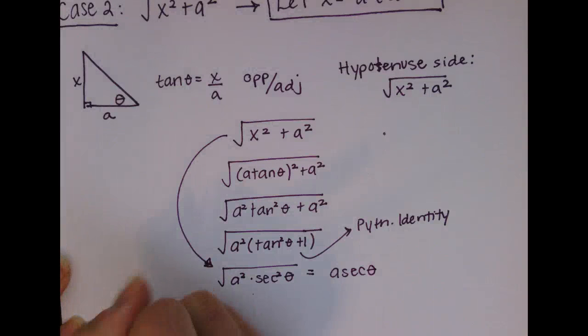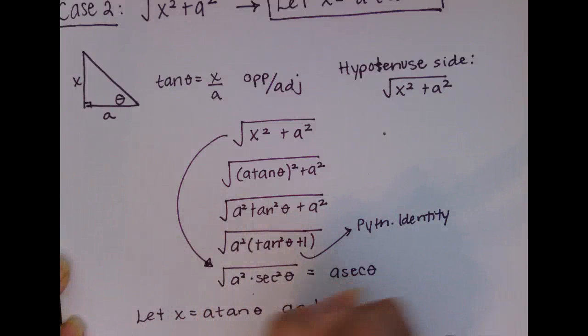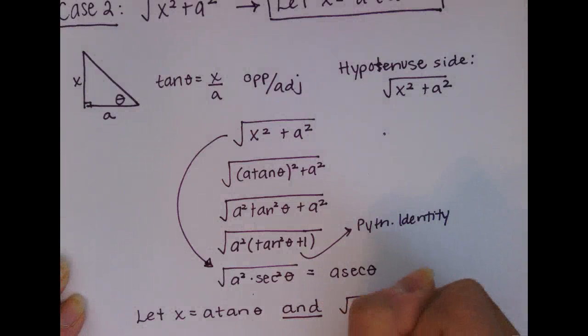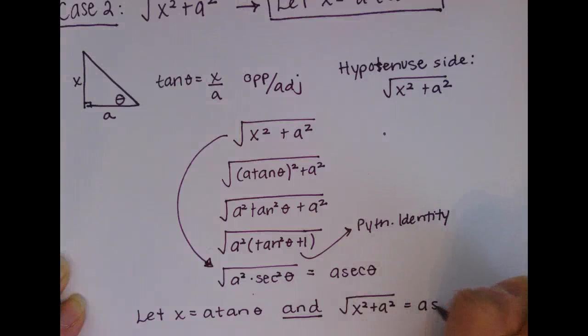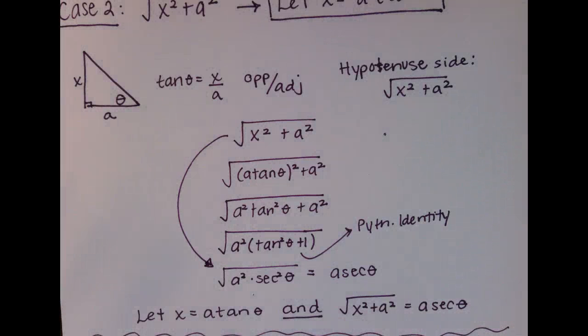So to summarize case 2, what we're doing here is we're letting x equal a times the tangent of theta, and as a result, we're able to say that the square root of x squared plus a squared can be written as a times the secant of theta. So let's take a look at an example involving case number 2.